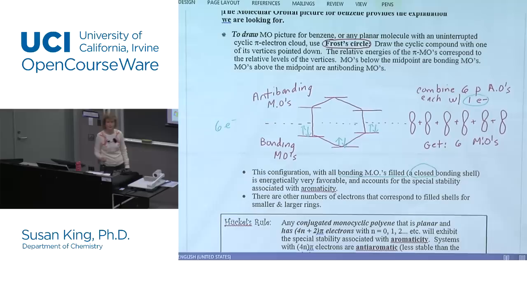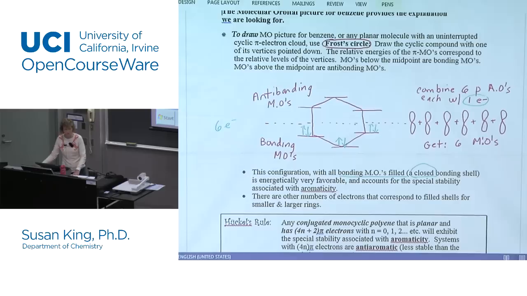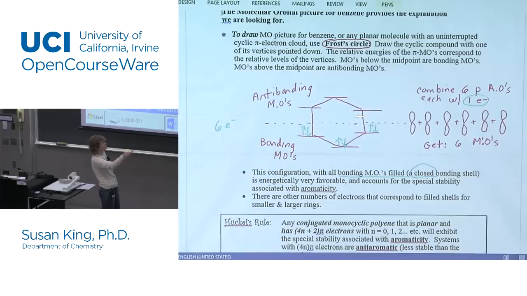Okay, it turns out that if we look for the molecular orbital picture of benzene, we can explain its special stability. So we drew the molecular orbitals for benzene using Frost Circle. And Frost Circle is just an easy way to draw molecular orbitals for cyclic compounds. And so we put the ring here with one of its vertices, and at each juncture, we have molecular orbitals at the halfway point here. We have the p orbitals before they combine to make the pi molecular orbitals. And if we have a filled bonding shell, it's especially stable.